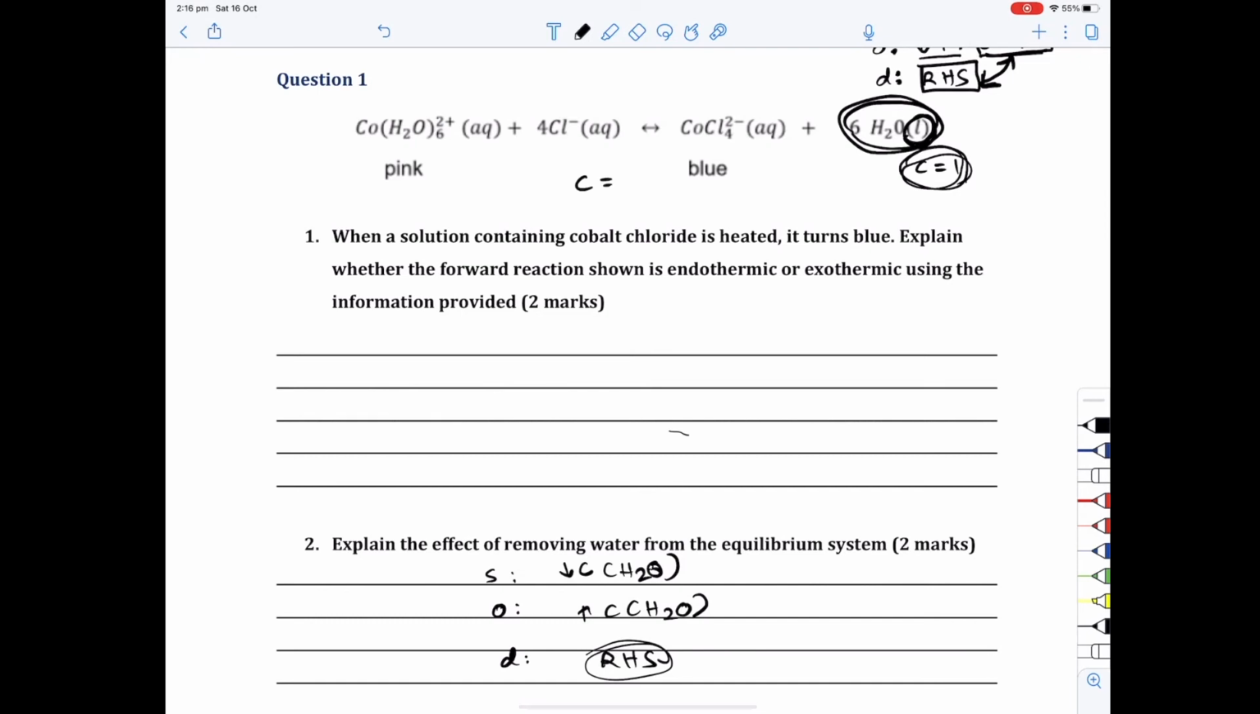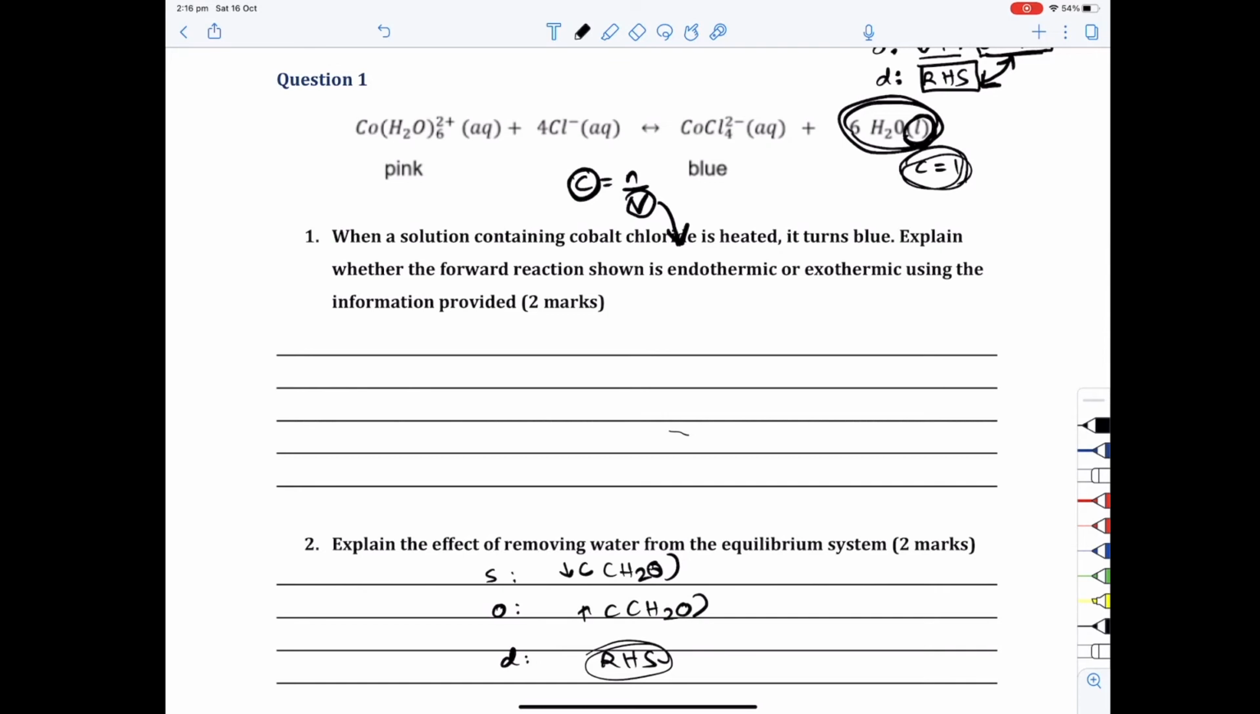What it will do is, if you remember from module 2, C equals n on V. If we reduce water, which is our solvent, that is our volume, what does that do to the concentration of all aqueous species? Come on, guys, inverse relationship. When V decreases, what happens to C? It increases. So we have disturbed the equilibrium. The disturbance is an increase in the concentration of all aqueous species.